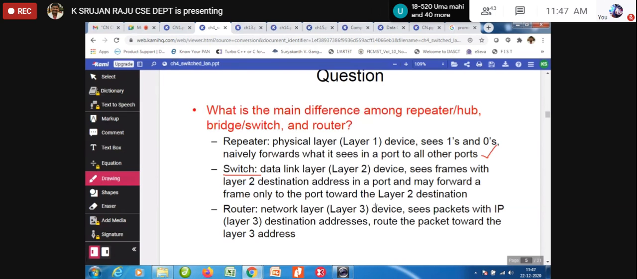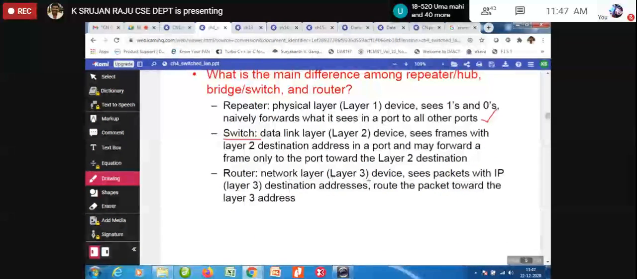Then the network layer sees packets with IP destination addresses and routes the packets, forwarding by layer 3 addresses. Now that is nothing but IP addresses. These are the logical addresses which we are going to talk about, and here we are going to talk about MAC addresses.